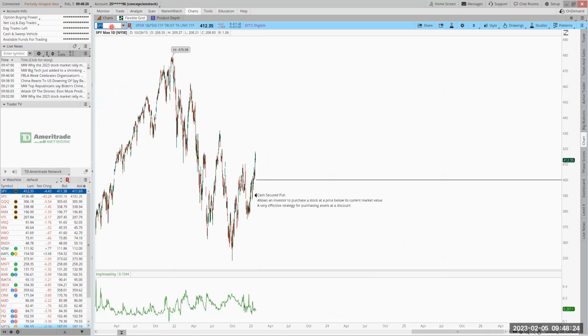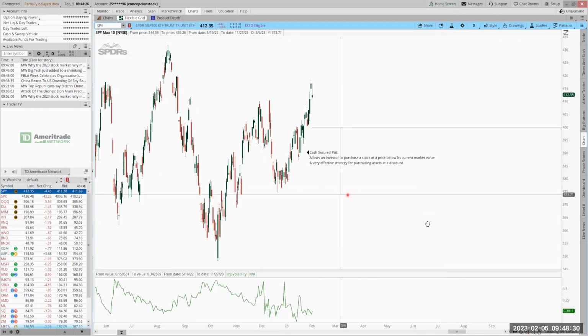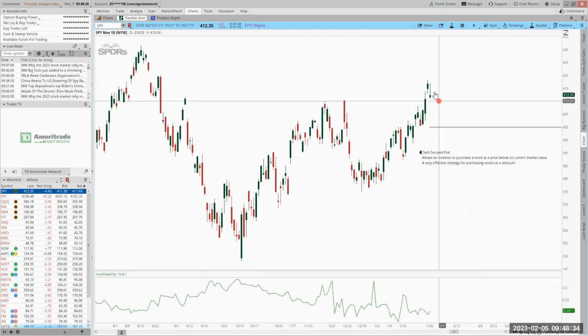Let's go back to the SPY, our previous example, understanding that you can utilize this strategy multiple times to generate income and or purchase things at a discount. I hope that this information was informative. You understand how cash secured puts work.